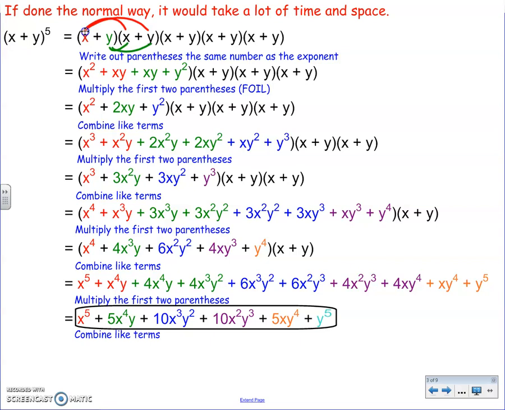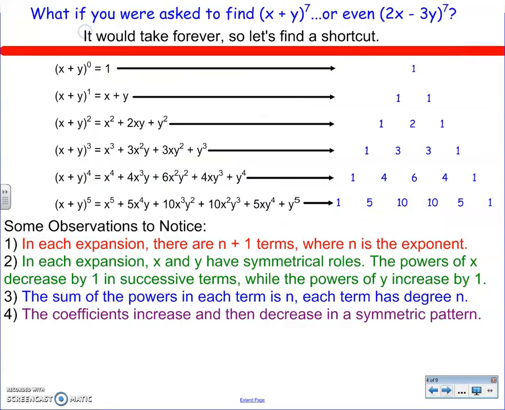I distributed the first, because I'm doing long FOIL, this x squared into both of these. Then this positive 2xy into both of these. And this positive y squared into both of these, to get 6 terms, and then I combined, and then I just kept repeating the process. You should be able to watch it and figure it out if you pause it, but it takes forever, and you don't want to do this for problems this long. And it could look worse too.